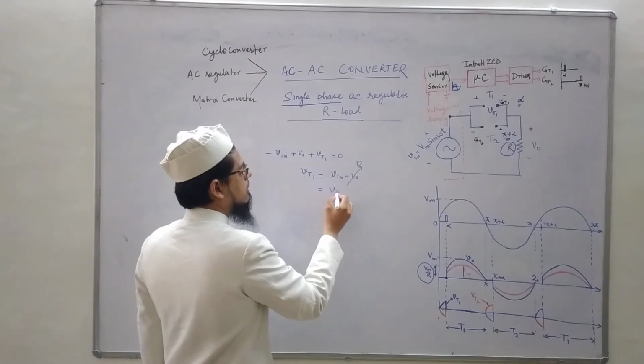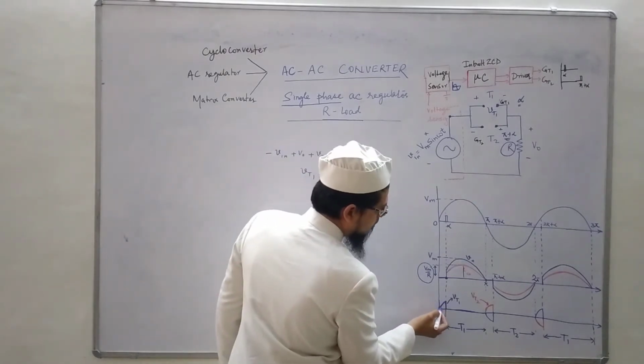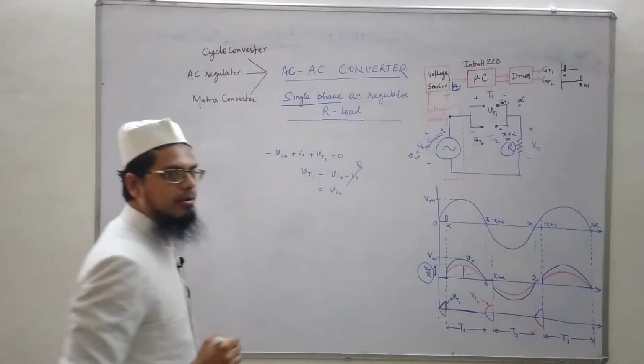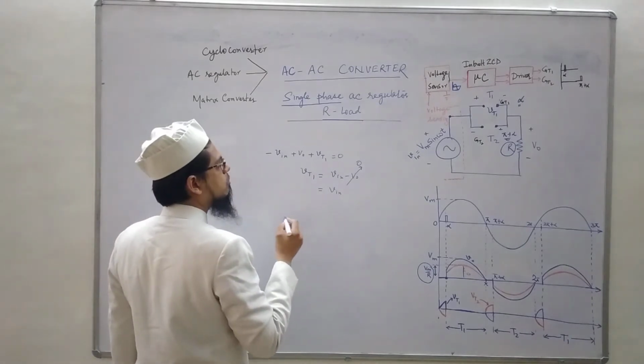So that means Vt in is equal to Vt1 is equal to V in. So that's why I have shown here Vt1 equals V in. This is the V in.